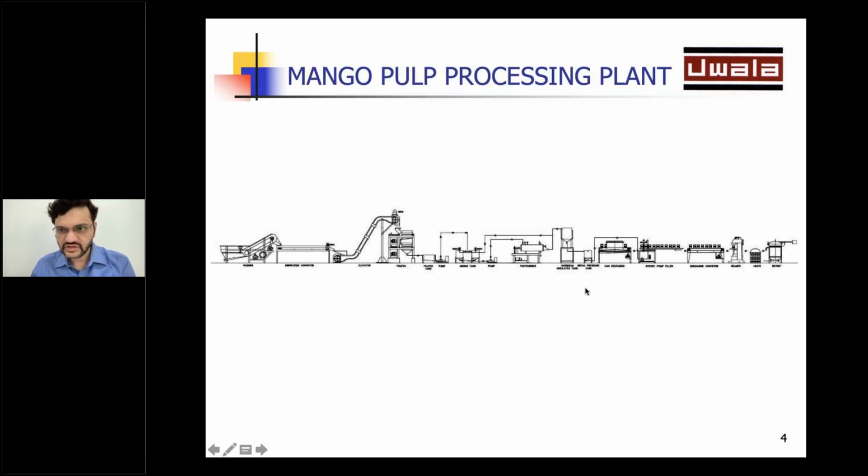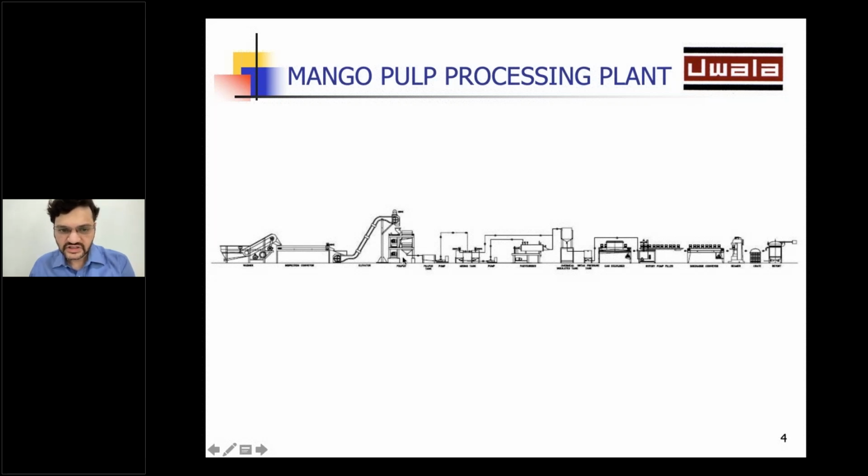Not sure if you can see the cursor on the screen. From left to right, the leftmost machine is the washer, where the mangoes are going to be washed. After that, the next machine on the right is the inspection conveyor, where the sorting and preparation of the fruit takes place. Then with the help of an elevator, the third machine from the right, the product is taken to the pulper.